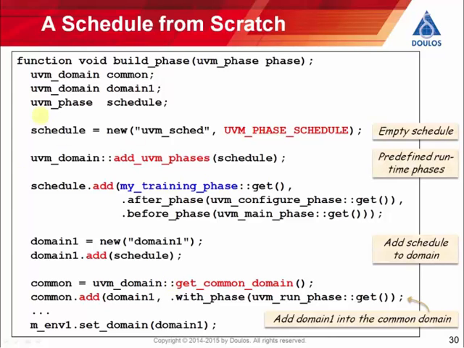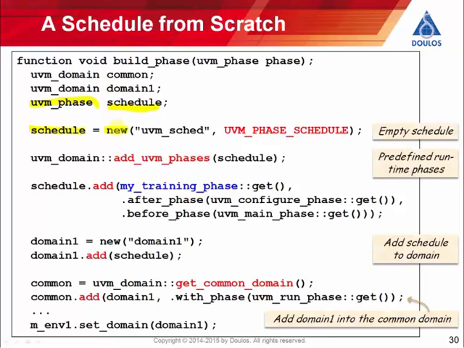We've got a build phase function, and that build phase function is defining a bunch of variables, and then we're creating some phases and domains and schedules. The first thing we're doing is creating a brand new schedule by saying schedule equals new UVM_sched, UVM_passive_schedule. Here we're using new to create a new object. The schedule variable is of type UVM_phase. So a schedule is just a fancy phase.